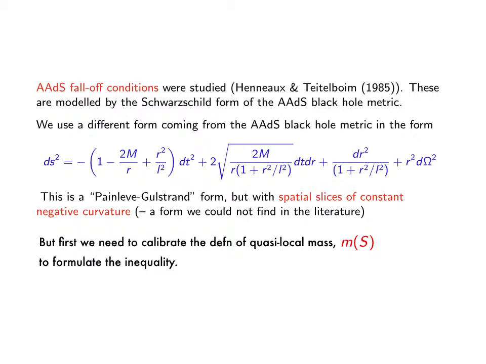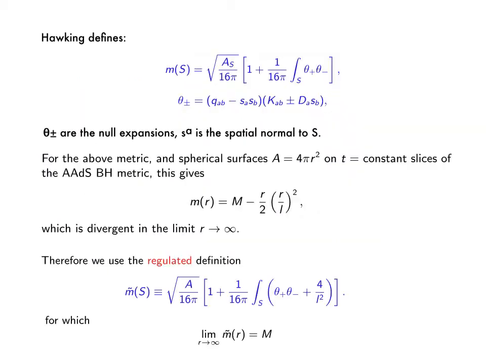So before we formulate the inequality, we first need to calibrate our definition of quasi-local mass, because the usual definition which is given is valid only for the asymptotically flat case. So we need to modify that mass definition. Hawking defines the mass contained in any surface as related to the area of that surface times an integral over the null expansions of that surface.